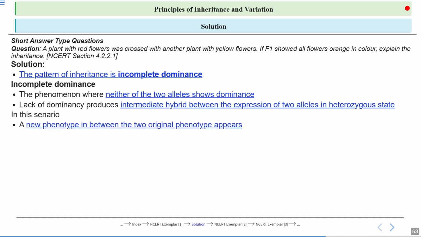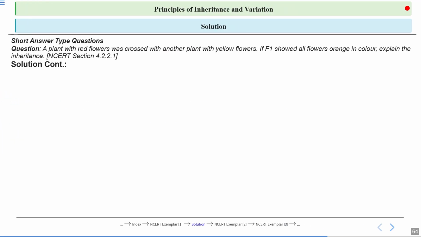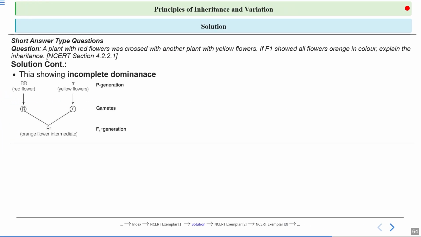Okay, clear? So red and yellow colors mixed in the F1 generation to produce orange color. So this is showing incomplete dominance. Here you can see red flowers and yellow flowers are being crossed. The genotype is also mentioned. In the F1 generation, R and small r means a heterozygous condition exists and orange color flowers are formed.